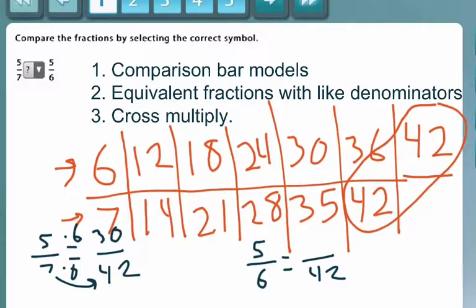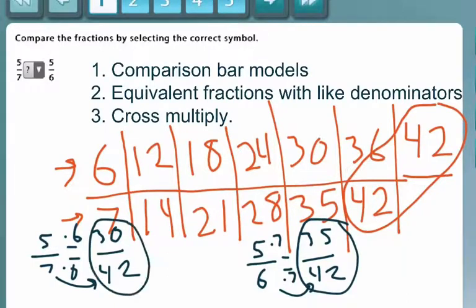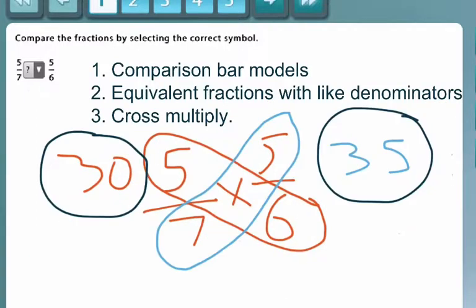So 5/7 is equivalent to 30/42, and for 5/6 you would multiply by 7 on the top and bottom, and that would give you 35/42. You can see that 35/42 is greater than 30/42, so you would say 5/7 is less than 5/6.